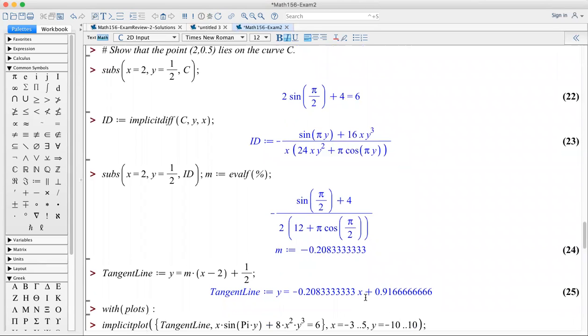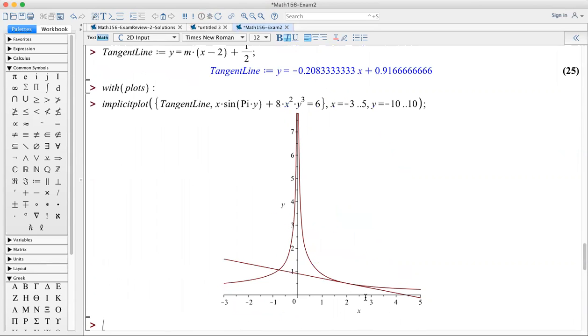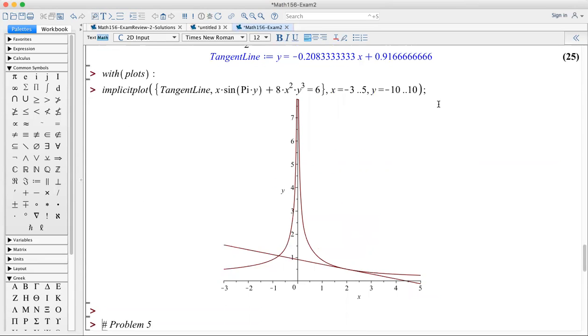And you want to plot this, so you have to open the plots package with plots, and you use the implicit plot command. And what we're plotting is this tangent line together with the curve, and this is what we get. Here's the beautiful picture of what's going on. The curve, here's the point (2, 1/2), and that's the tangent line. Very nice.